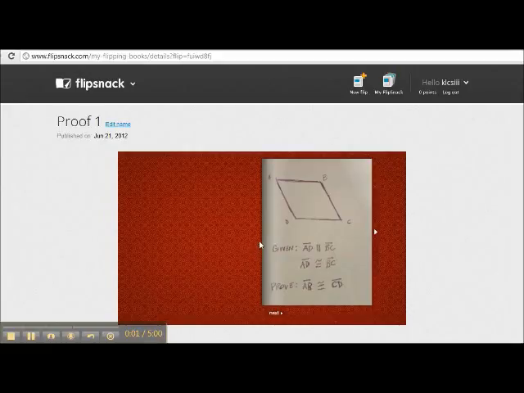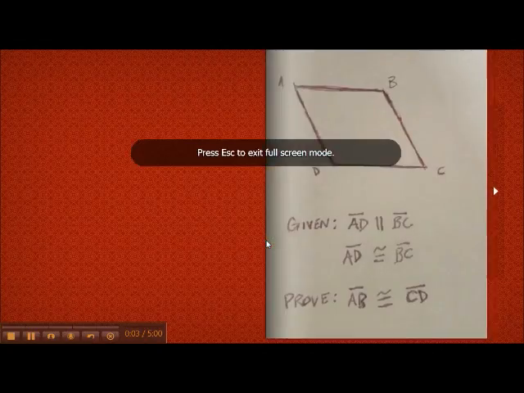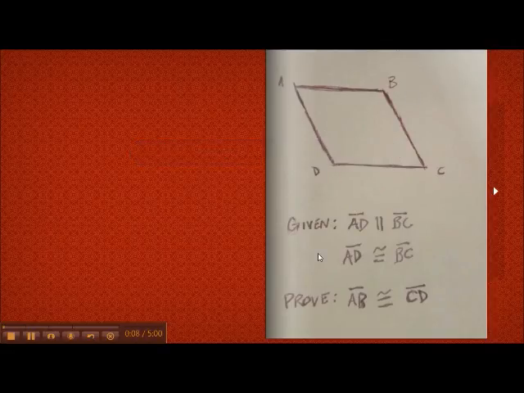Alright, so we're going to start looking at proofs here. In a proof, they're going to give you a picture, and then they're also going to give you some given information to help you solve what they'd like you to prove in the very end. So notice they give us AD is parallel to BC. So here's AD, here's BC, we know those are parallel, and then AD is also congruent to BC. Now we've got to prove that AB is congruent to CD.